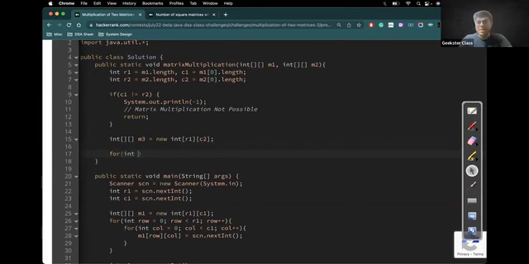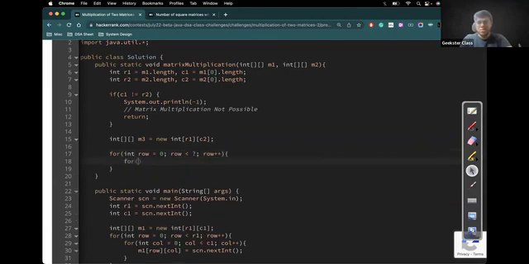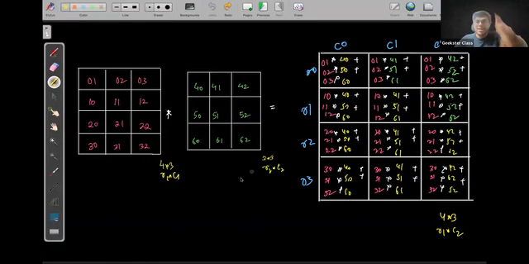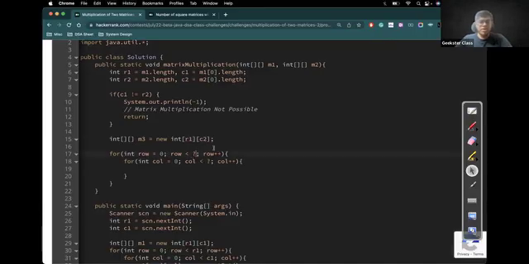So how many resultant rows are there? How many resultant columns are there? It is R1 cross C2. Cancel the common term: take the rows of the first, take the columns of the second. 4 cross 3. So the row loop will run till R1, and the column loop till C2.